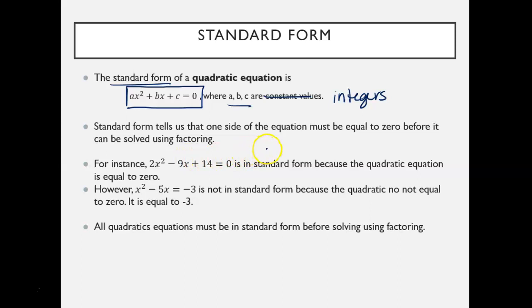Standard form tells us that one side of the equation must be equal to 0 before it can be solved using factoring. For example, this equation is in standard form because it's equal to 0. It's got the x squared first, the 9x second, and the constant third. However, x squared minus 5x equal to negative 3 is not in standard form because the quadratic is not equal to 0. It's equal to negative 3. You cannot solve using standard form, which means we got to make this equal to 0. So that's going to be our first task.